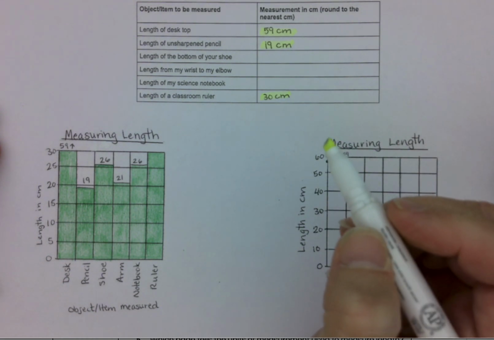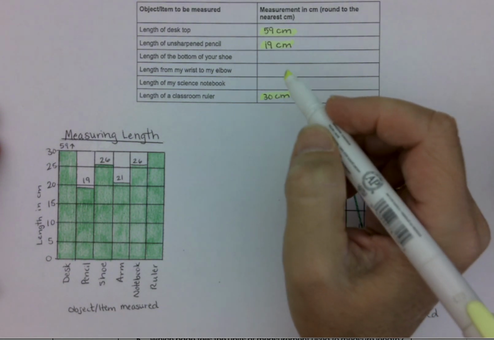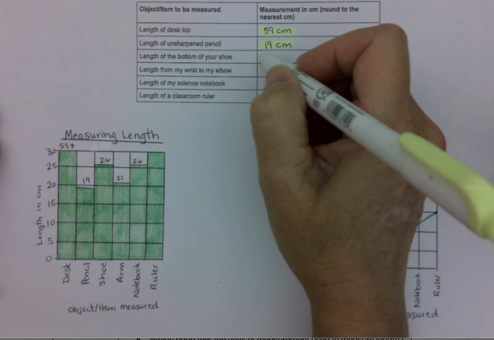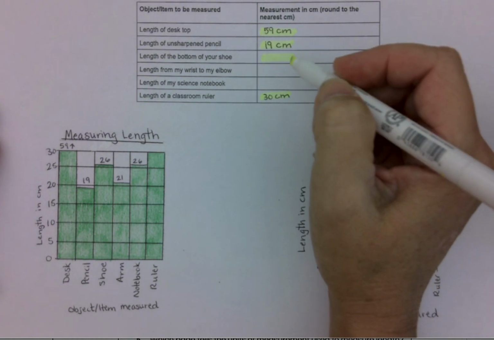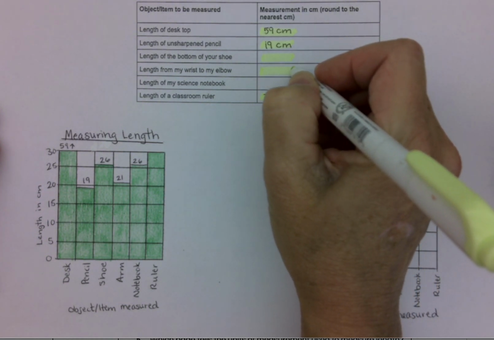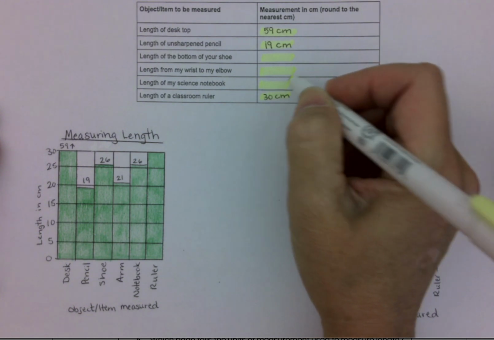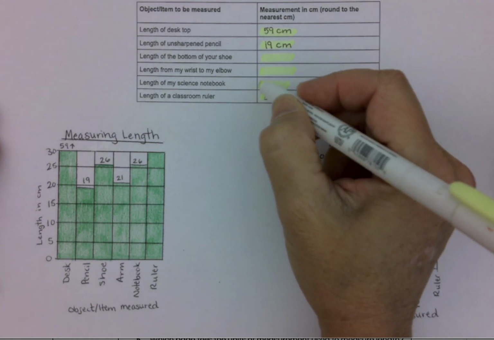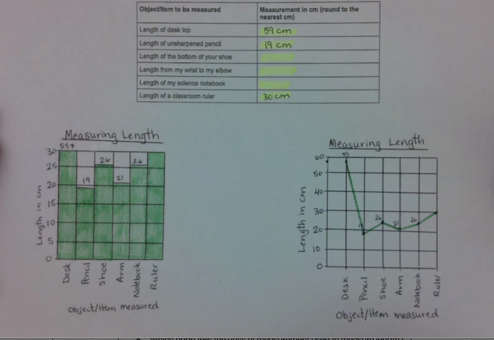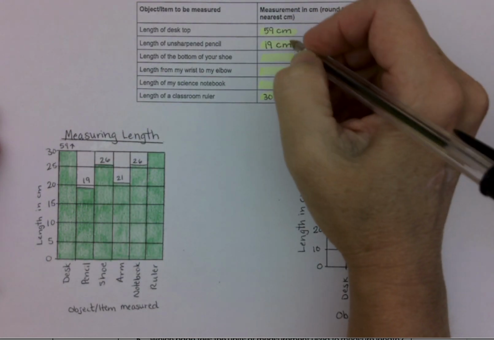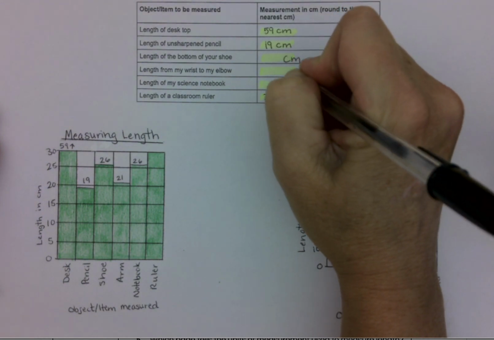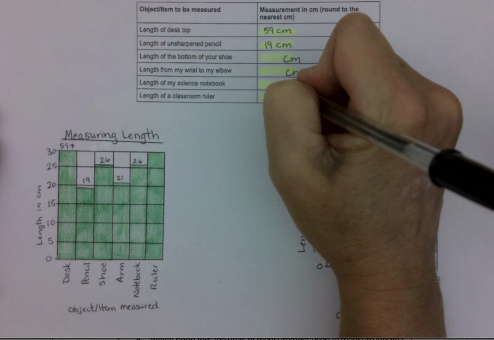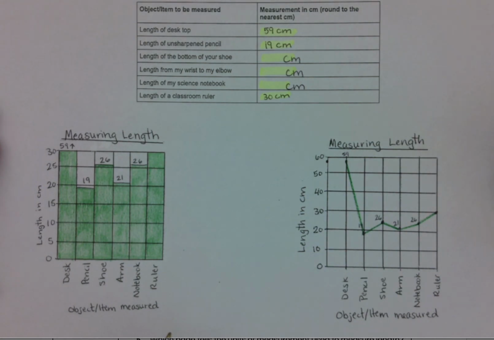I did ask you to make some other measurements, such as the length of the bottom of your shoe, the length from my wrist to my elbow, and the length of my science notebook. So those three measurements needed to be rounded to the nearest centimeter. Please make sure that you highlight and add centimeters so you have units on your data table.